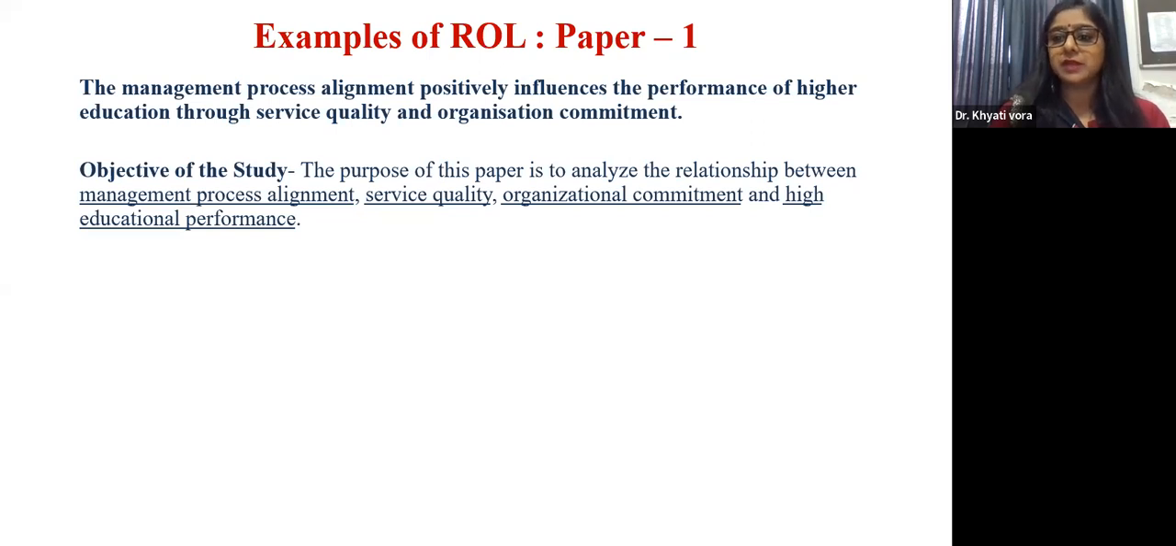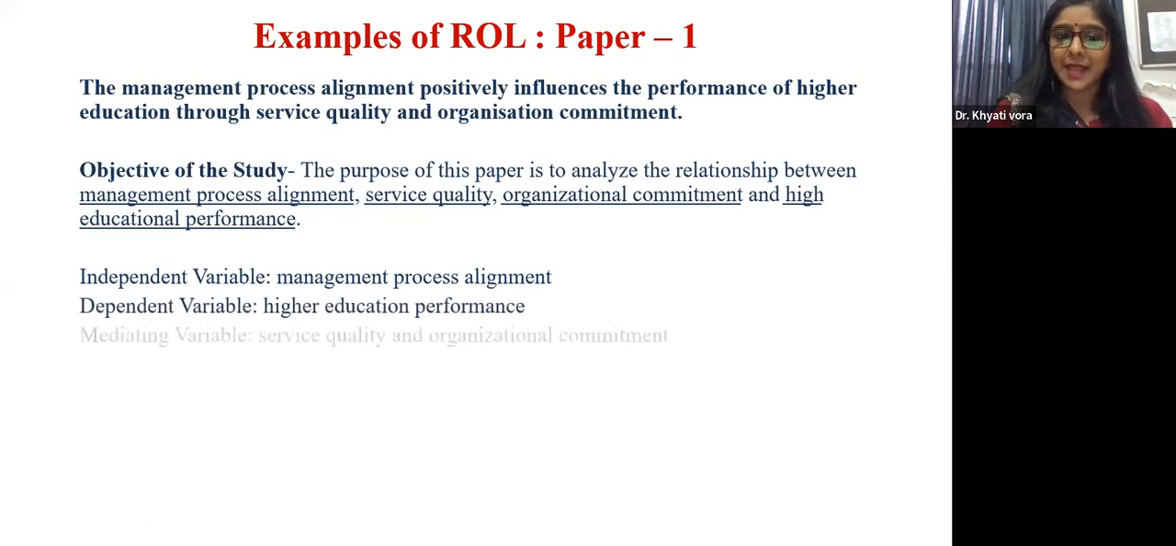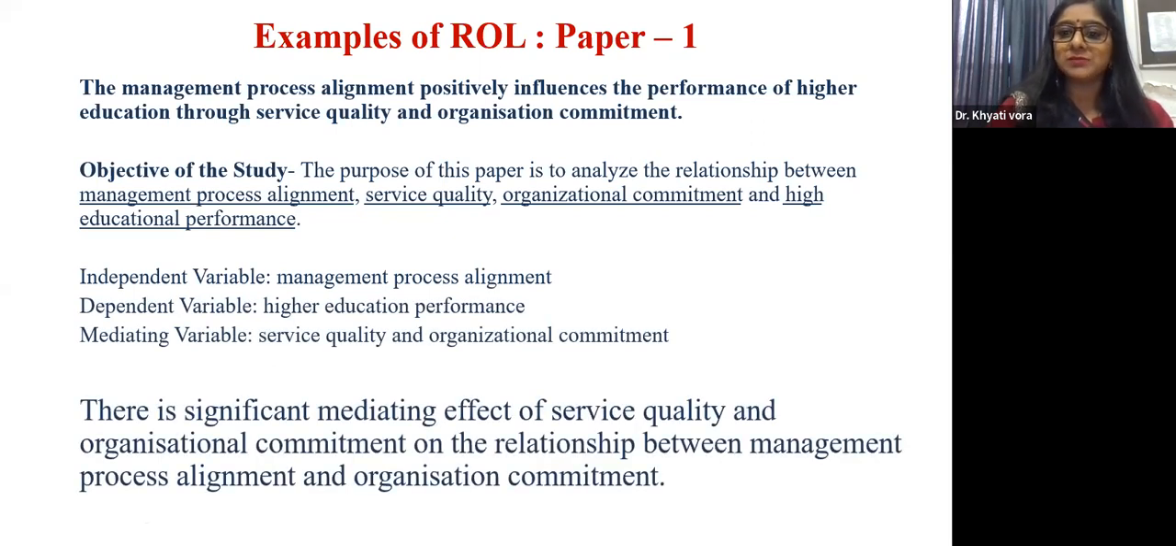Okay, I got three answers right. Two of you are going wrong. Most of you have given me the right answer. I have used the word through, which means that management process alignment is an independent variable which is influencing the performance of higher education, but only through service quality and organizational commitment. If I remove service quality and organizational commitment, then there is no relationship between process alignment and education performance. If quality and organizational commitment are not there, then there is no relationship between the both.